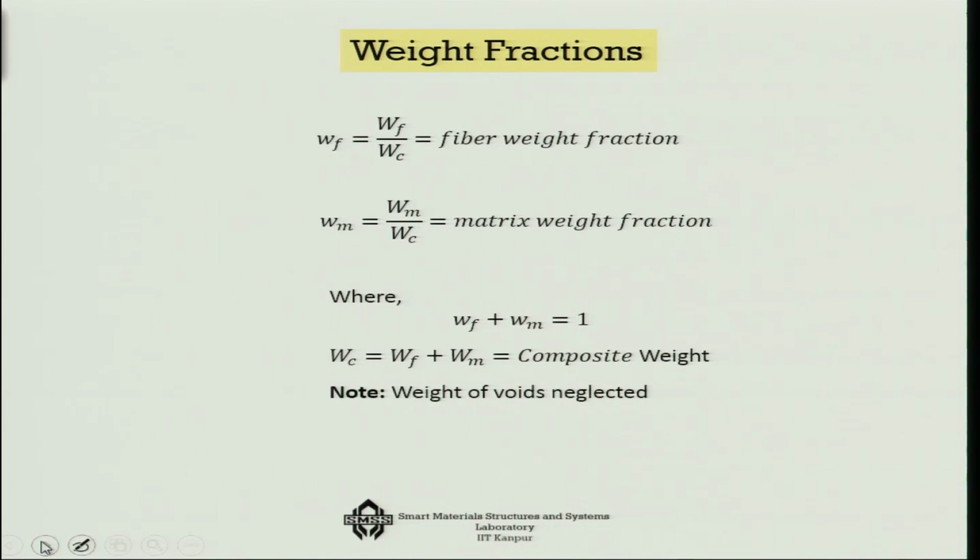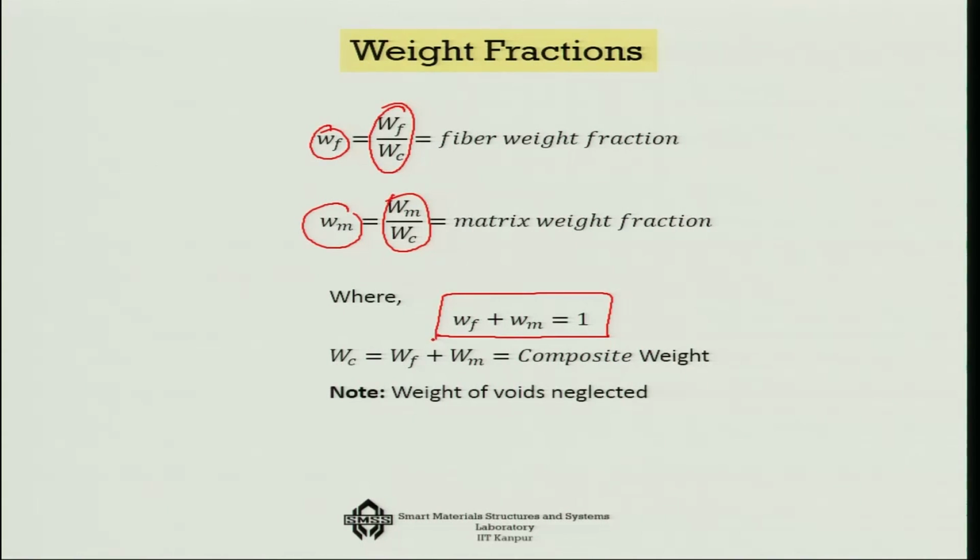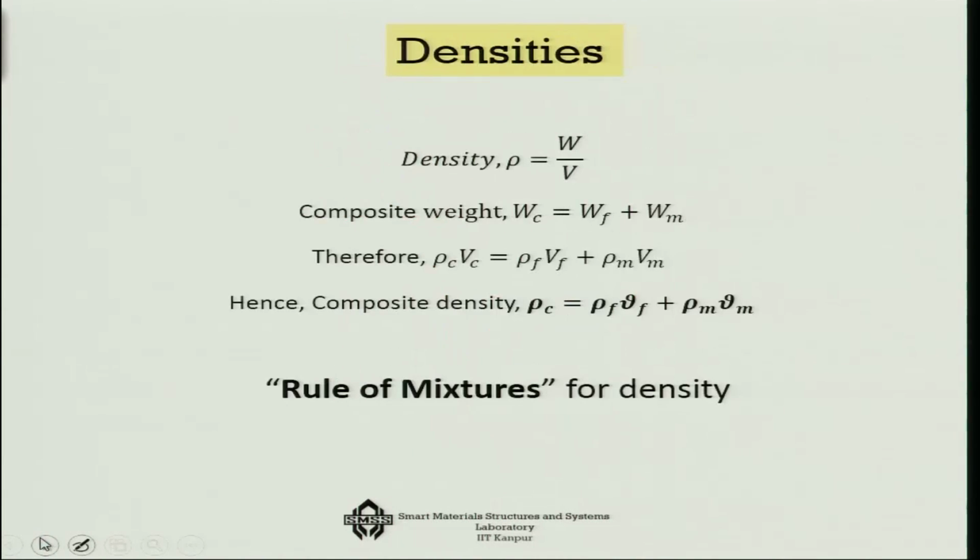Now, if you look at the weight fraction, then that is actually Wf over Wc, and Wm over Wc. Now, void has no weight. So which means that for weight fraction, Wf plus Wm equals unity, unlike the volume, where the volume of the voids you have to consider.